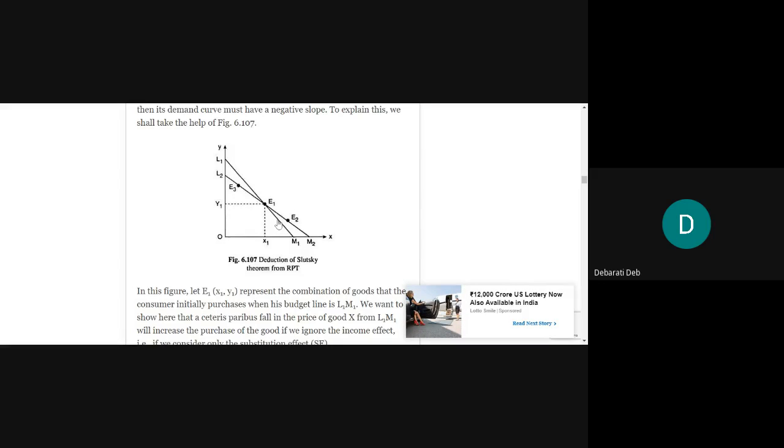When this was the budget line of the consumer, he initially purchased this E1 combination, which consists of X1 units of X and Y1 units of Y. This is a combination point. This is not a point of purchase of only one product, but a point which shows the combination of two different products.